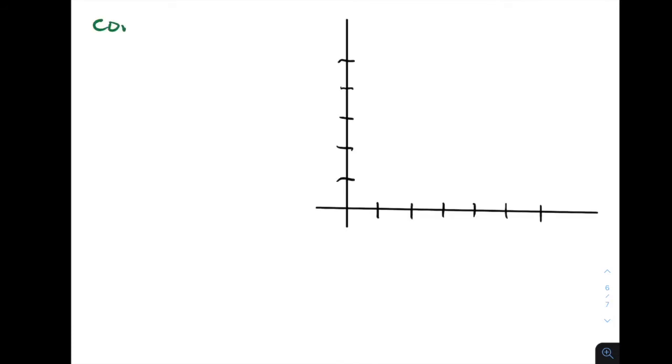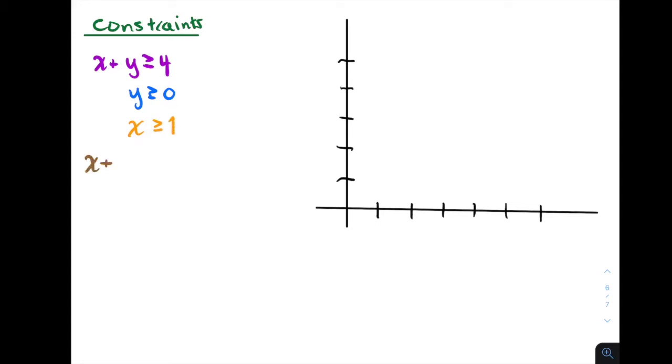Let's work through an example of this. Let's consider the problem where our constraints are as follows. x plus y is greater than or equal to 4. y is greater than or equal to 0. x is greater than or equal to 1. And x plus 2y is greater than or equal to 5.